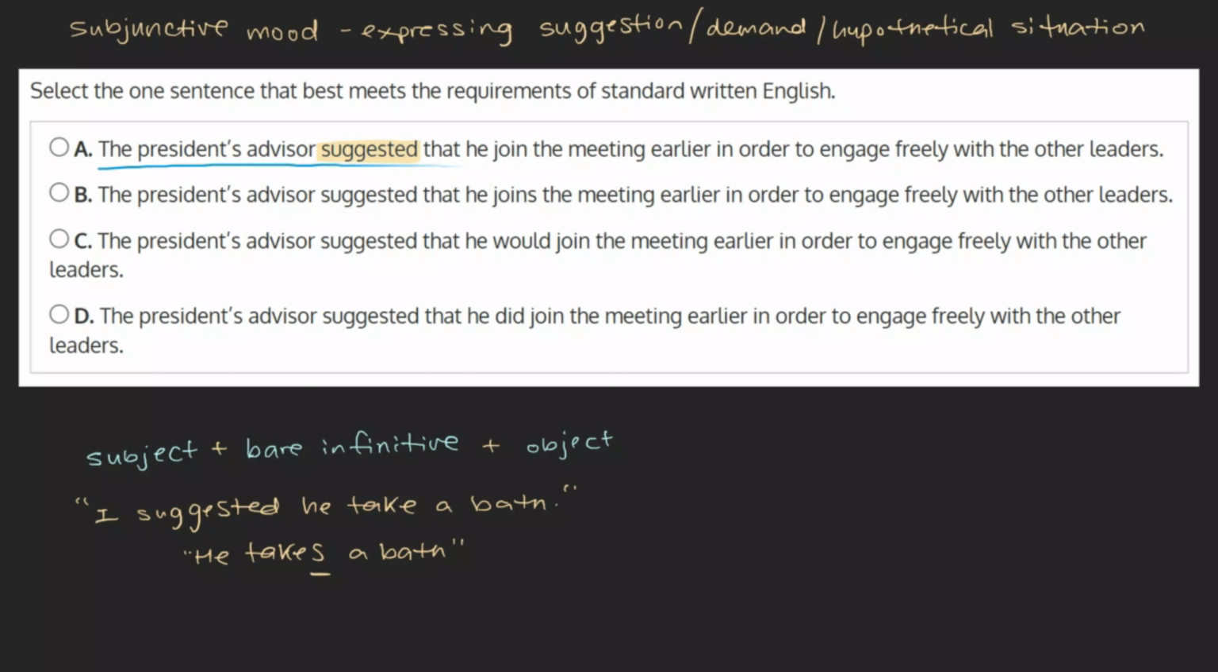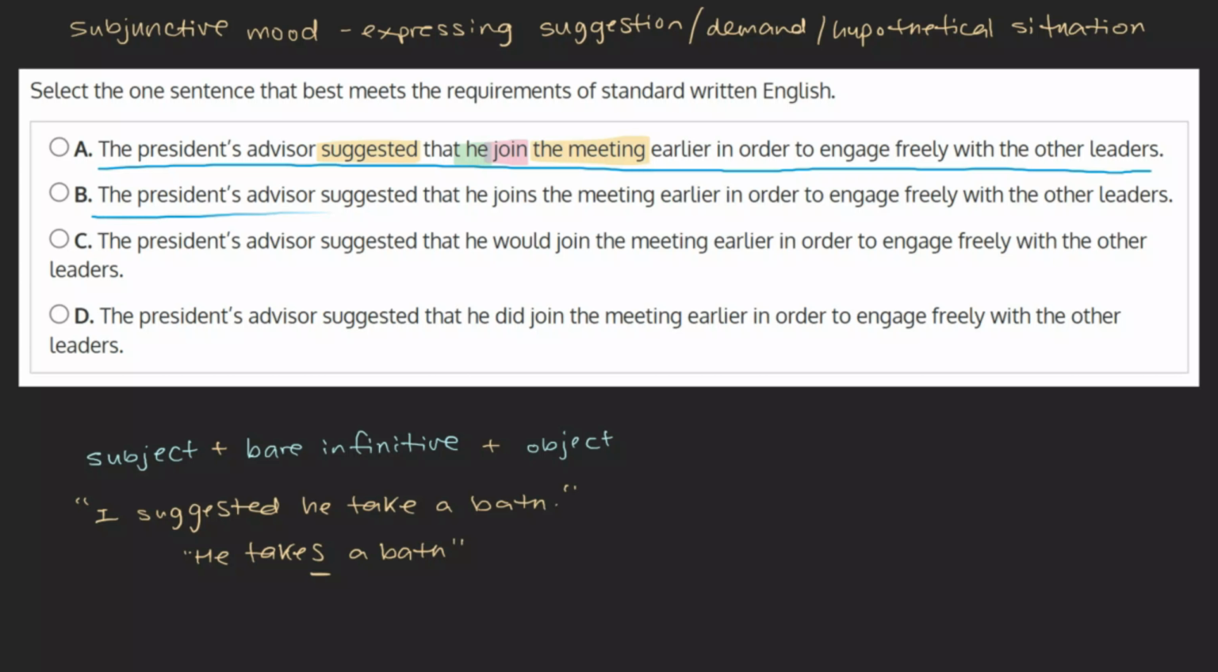A. The president's advisor suggested that he join the meeting earlier in order to engage freely with the other leaders. This choice follows the structure that we just outlined. We have the subject, he, the bare infinitive, join, and the object, the meeting. As this choice follows the format of the subjunctive mood, and as there are no other errors in the sentence, this is likely our answer, but we can take a look at the other choices just to be sure.